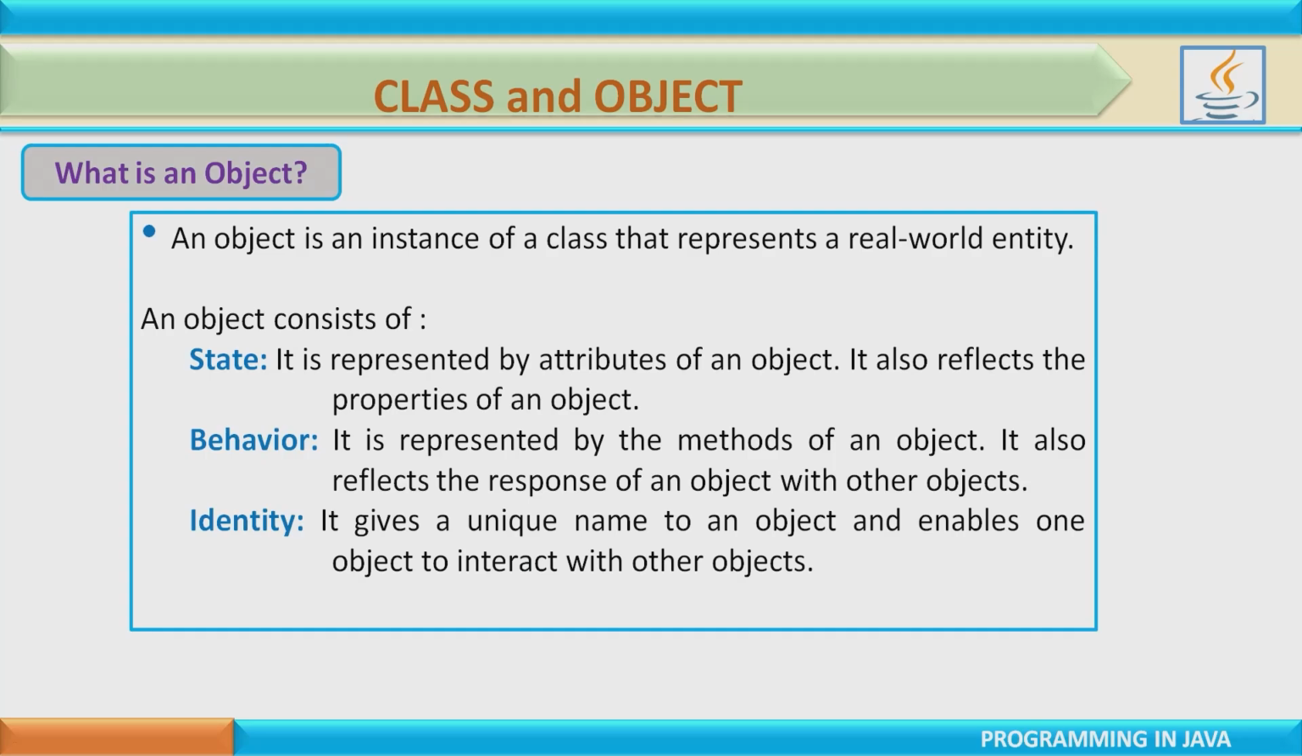Now, after defining the method inside the class and completing the definition of the class, we have to create the object. What is an object? An object is an instance of the class that represents a real world entity. An object consists of state, behavior and identity. State is represented by the attributes of an object, behavior is represented by the methods of an object, and identity gives a unique name to an object that enables one object to interact with another object.